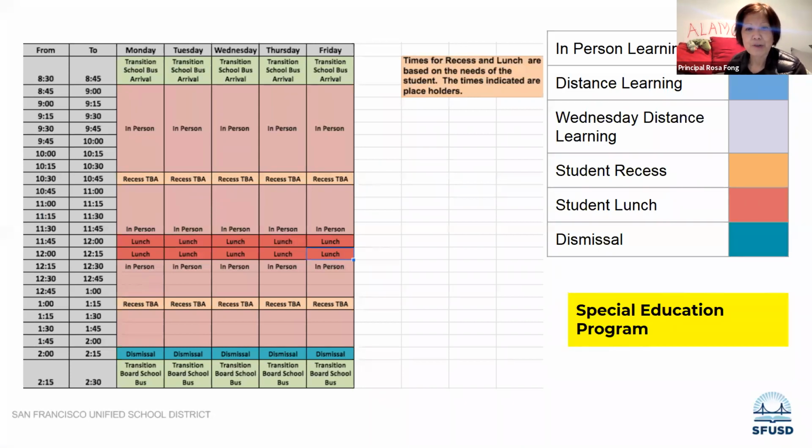So this is our special education classroom A and classroom B schedule. Our special day programs also begin at 8:30. That's their lunch schedule currently, and they are dismissed at 2:30.